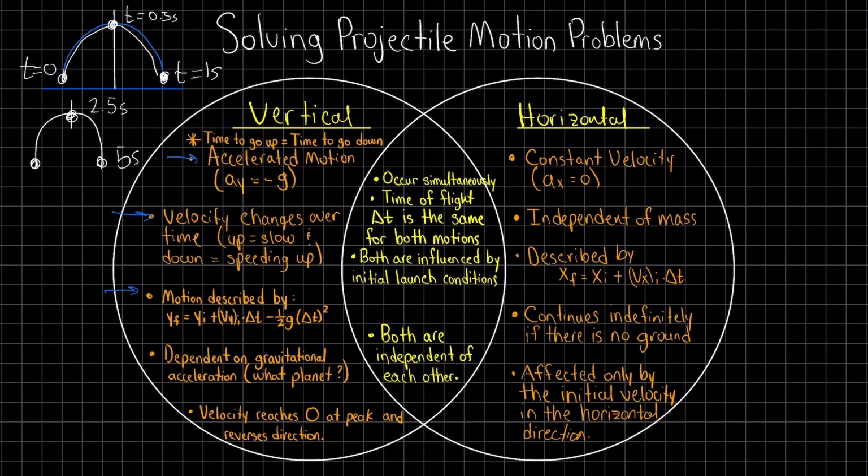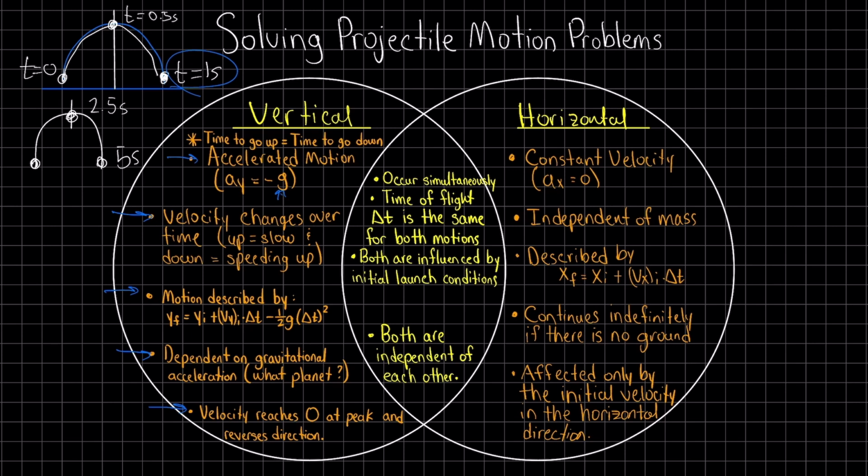The vertical motion of a projectile is dependent on gravitational acceleration. This means that the value of g can be different on whatever planet that you're on. So if you were to conduct an experiment here on Earth and you got a total time of flight to be 1 second as we got up here, then on the moon, these values are going to be different because the value of g on the moon is very different. Lastly, for the vertical motion, the velocity reaches 0 at the peak, right where it changes direction. So those are all the important ideas that you need to understand about the vertical motion of a projectile.